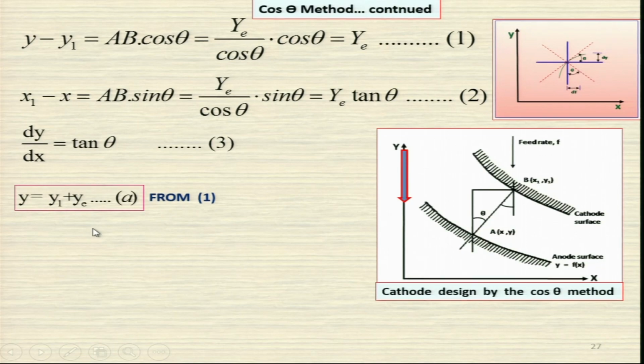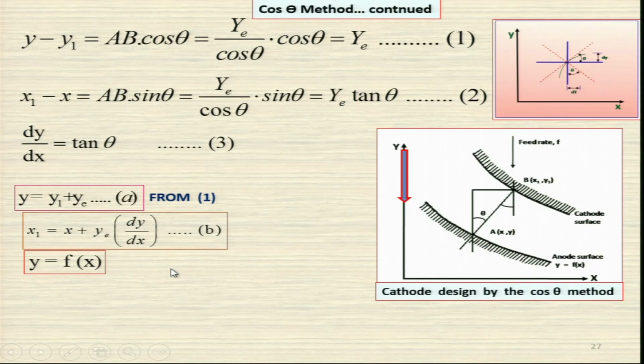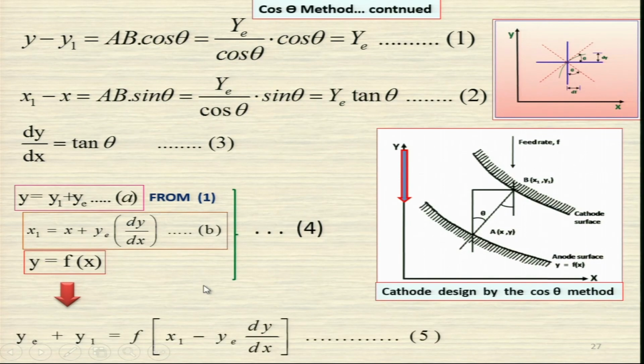So, you get y is equal to y1 plus y_E from equation 1, and you get x1 is equal to x plus y_E dy over dx, because you can see here x1 is equal to x plus y_E tan theta, and tan theta can be written as dy over dx. And y is a function f(x) that we have already defined. So, this gives you y_E plus y1 is equal to f(x1 minus y_E dy over dx).